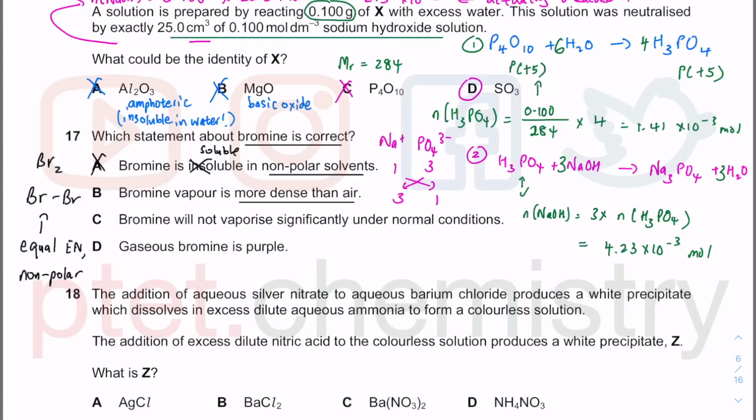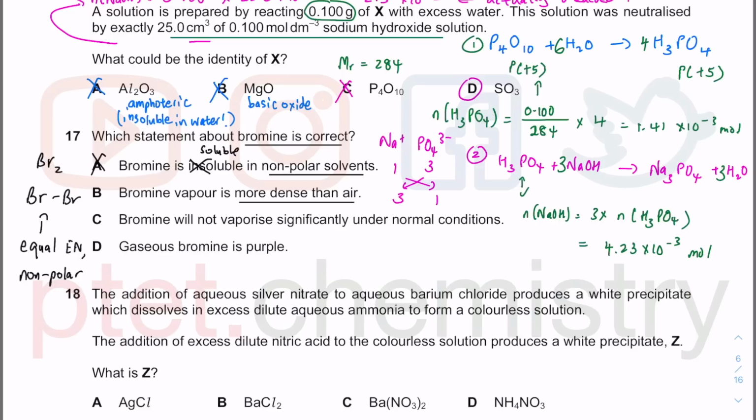Bromine vapor is more dense than air. We can imagine that the bromine molecule, being further down in the periodic table, has quite a heavy relative atomic mass. Compared with air, we only have nitrogens and oxygens. They are fairly light in comparison with the Mr of bromine. So perhaps B is correct, but let us just go through C and D first.